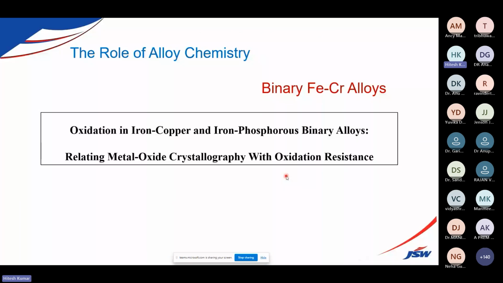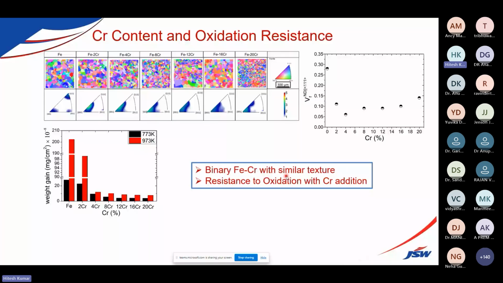For that, the effect of chromium on oxidation resistance. In this, we made some binary alloys only, having a chromium content from 0 to 20. As we already know the texture, to remove the texture effect we prepared materials having more or less the same texture.